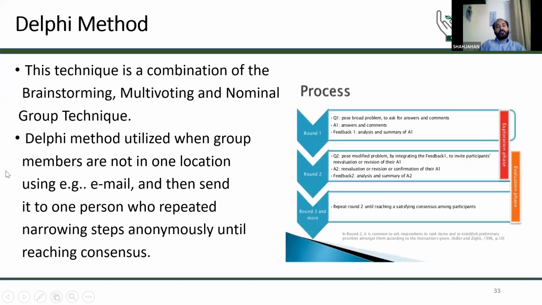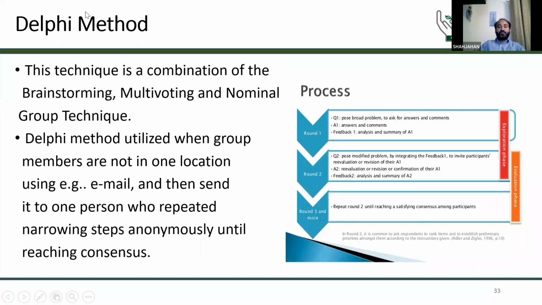Another method for decision making is the Delphi method. This is very important. It is coming in the exam also. So what is the meaning of the Delphi method? This technique is a combination of brainstorming, multi-voting, and nominal group techniques. So this is the combination technique of what we discussed already: the brainstorming, multi-voting, and nominal group technique.